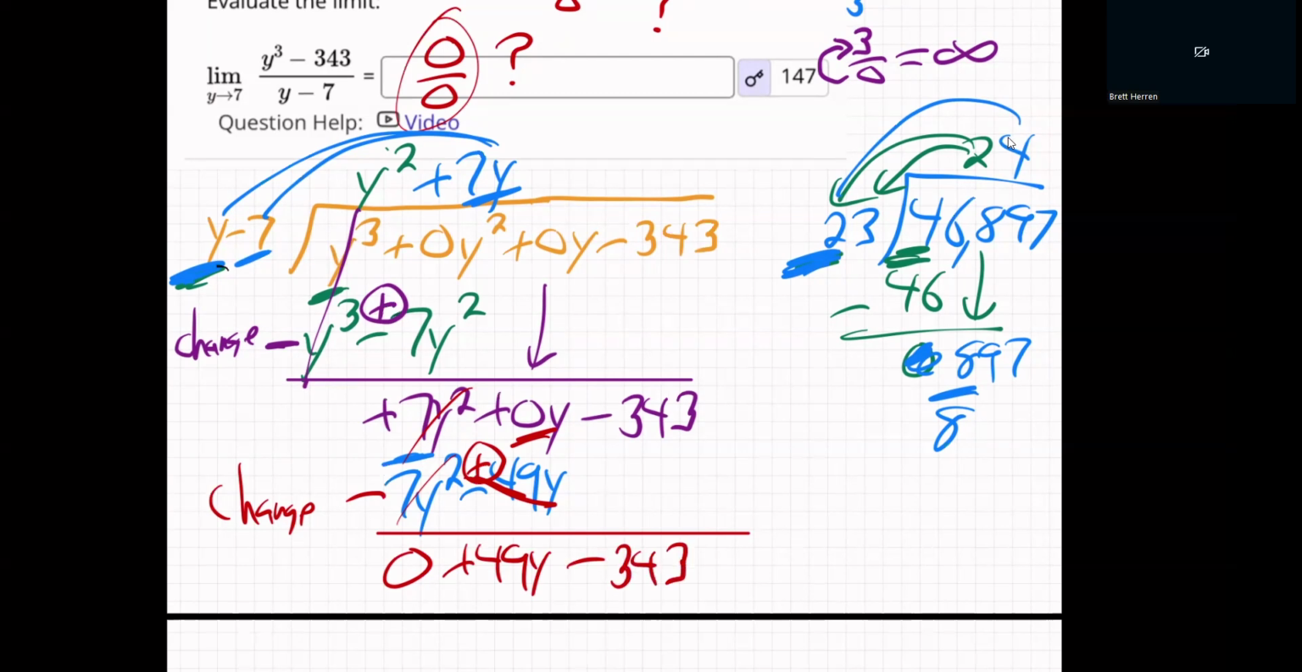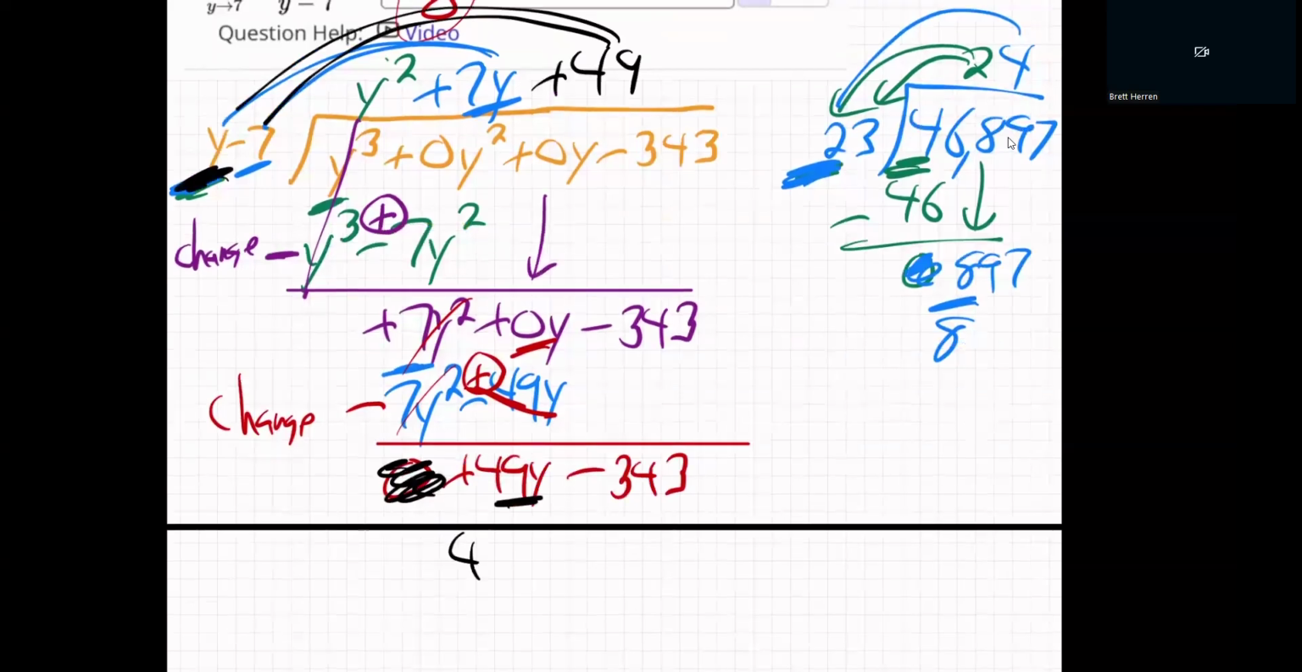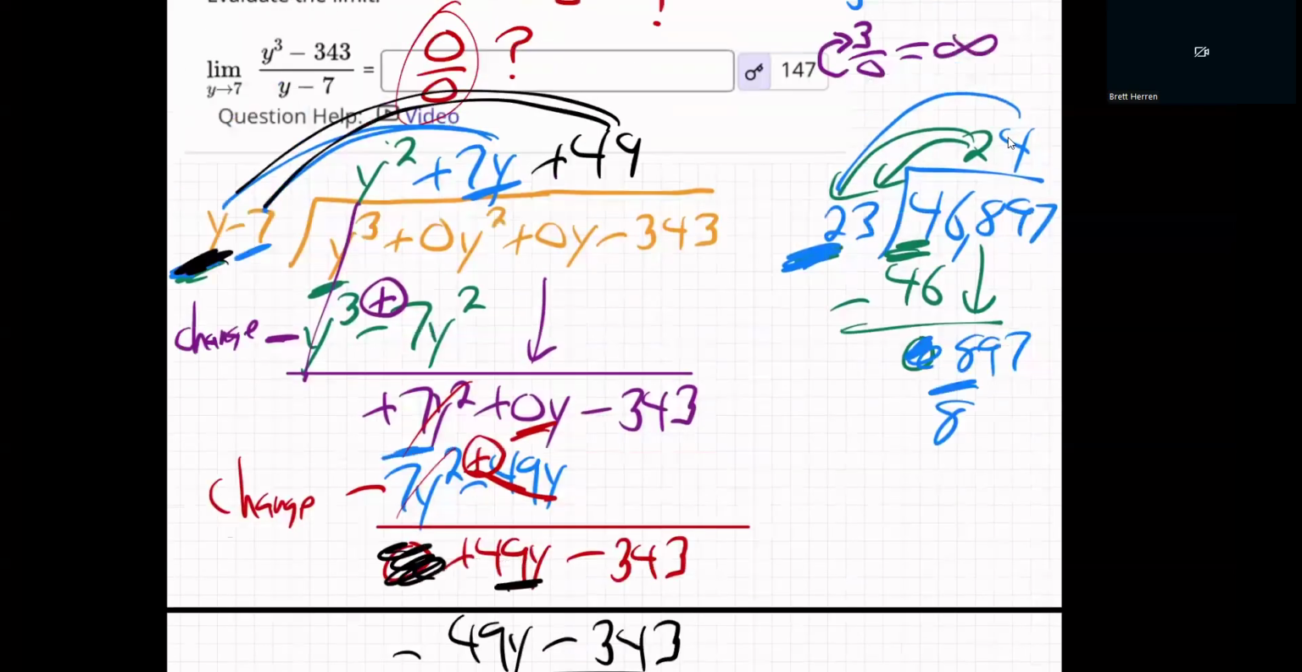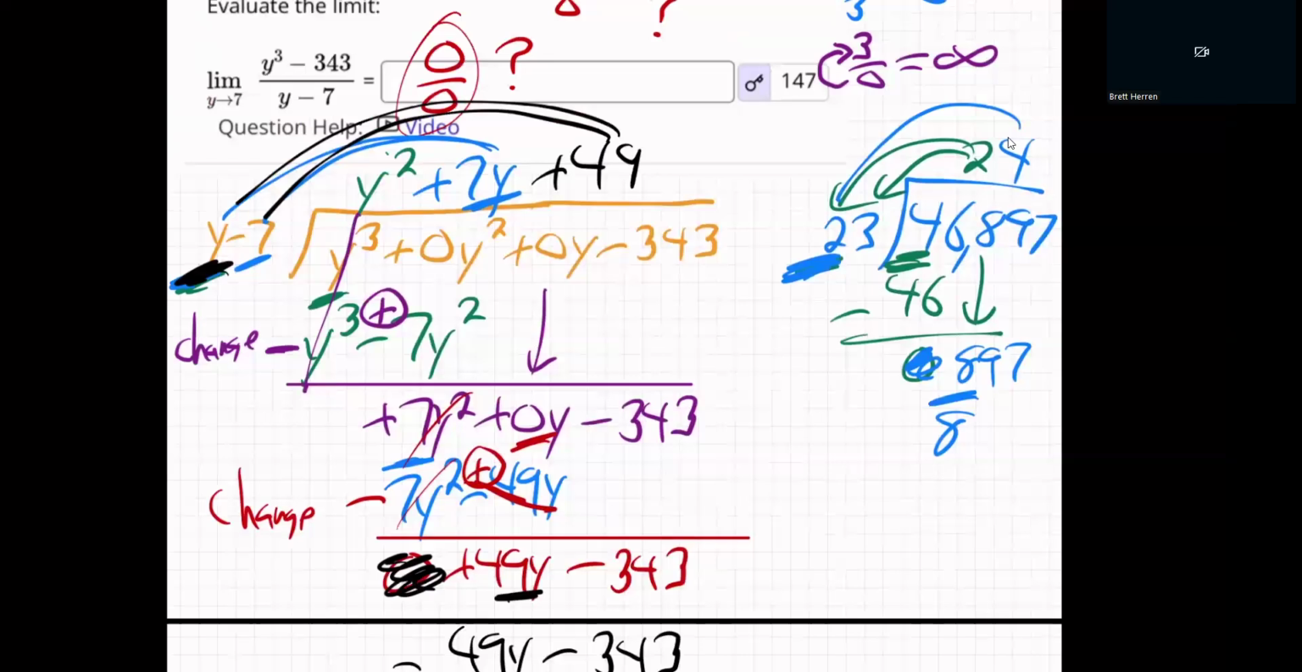What are we going to do? We do front to front, get rid of that 0. We don't care about the 0. What times y will make 49y? Well, plus 49. Boom, boom. That'll make 49y. And if you multiply on your calculator, you'll get 343. Beautiful, done. 0 remainder. So that means this is the answer to the long division.